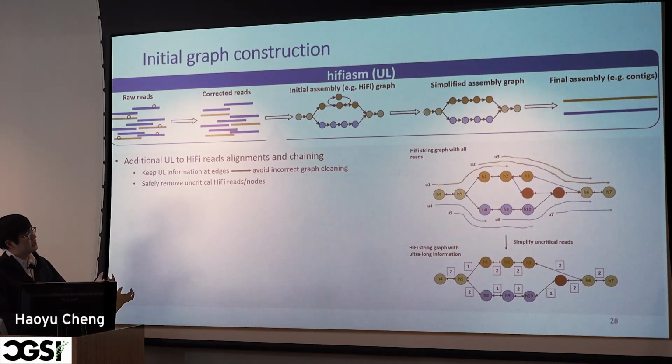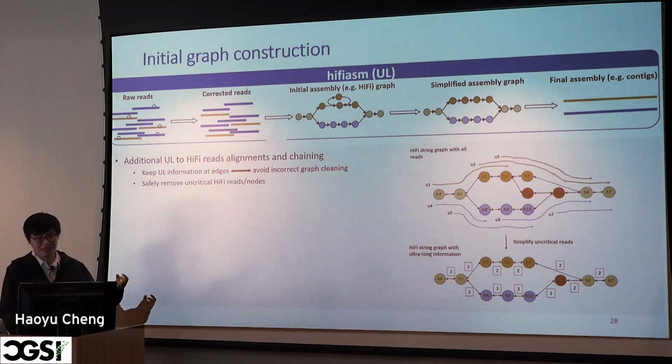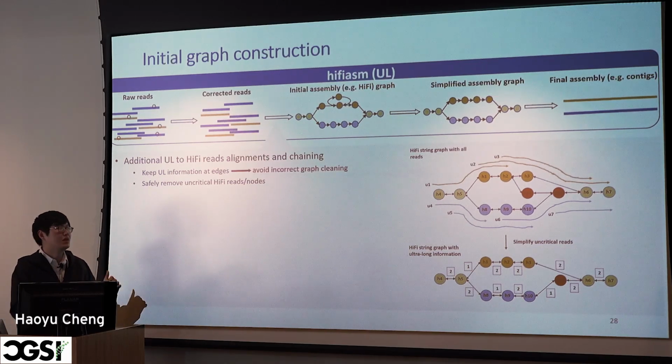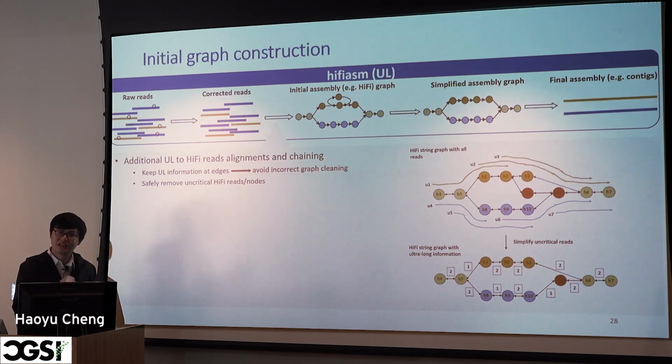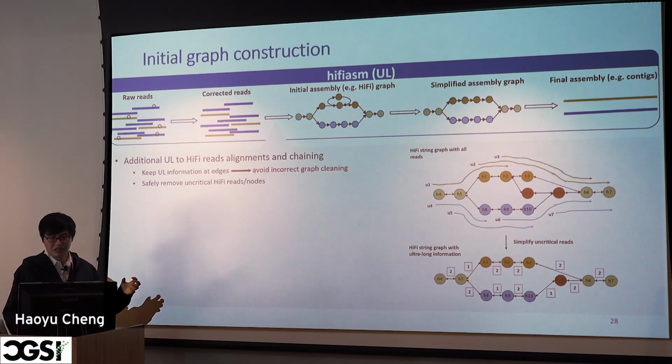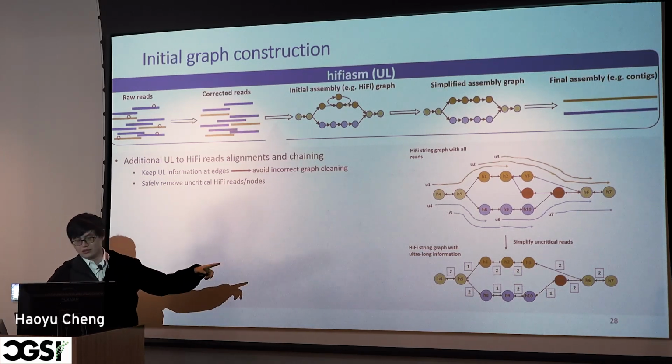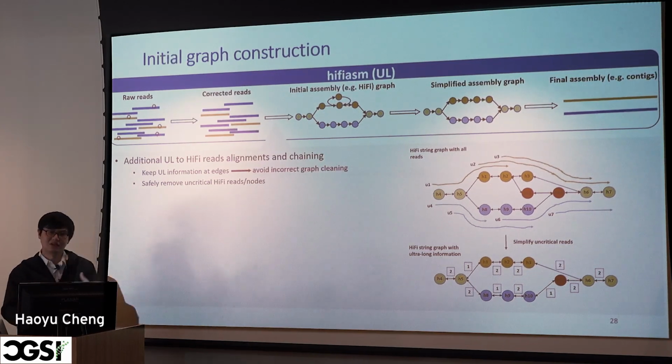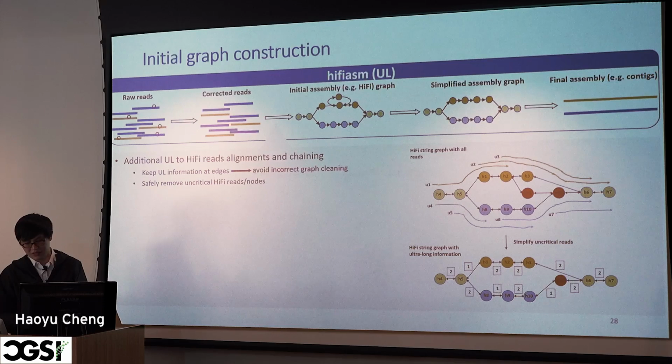So what we are doing here is to consider the ultra-long alignment information in the initial HiFi graph. If we look at the example on the right side, we encode how many ultra-long reads align through each side of each edge within the graph as additional cost or additional weight, to help us avoid incorrect graph cleaning. It also has an additional advantage: it helps us remove some of the uncritical HiFi reads, especially the red nodes in the middle, since no other ultra-long read alignment goes through them.